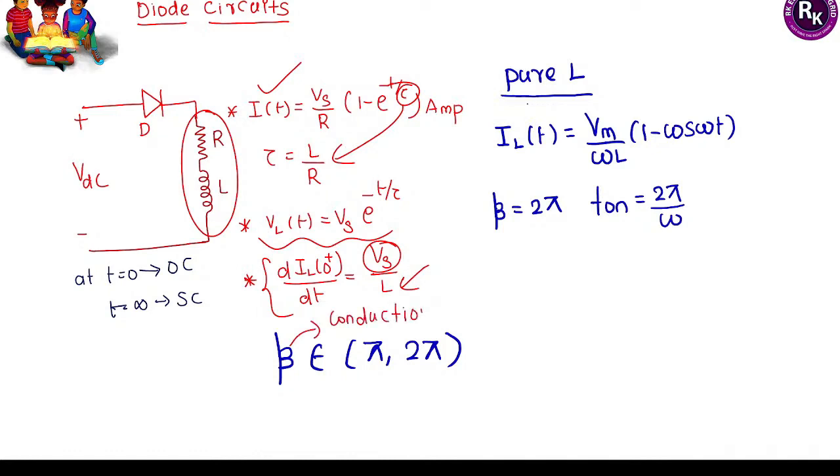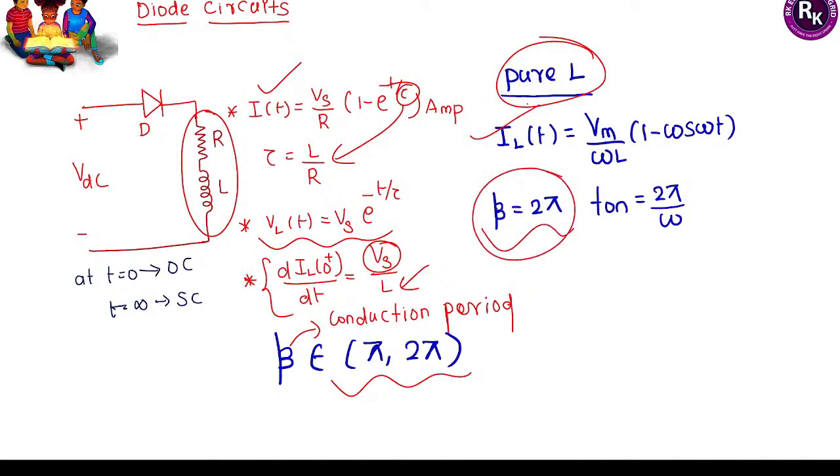Here, beta indicates the conduction period. The expected conduction period for the RL circuit lies between pi and 2 pi, based on the value of the inductance that we choose. Similarly, if I take a pure inductance, the conduction period is the most important term. For a pure inductor, the conduction period will be 2 pi, equivalently 360 degrees, so it is in conduction for the whole 360 degrees. The on time will be 2 pi by omega.